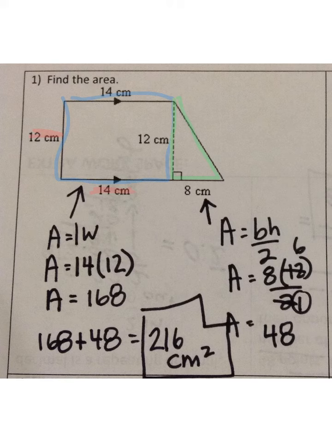And then for a triangle, it's base times height. Don't forget that whole divided by 2. And so it's 8 times 12. I took half of 12, which is 6, and got 48. Last part, you want to add the 2 together to find the total area, and I got 216 centimeters squared.